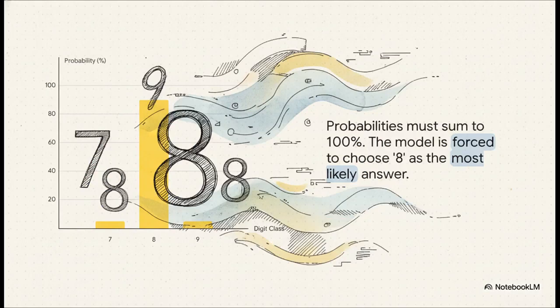Let's make this real. Imagine we're classifying that handwritten digit. A softmax function might look at the evidence and say, okay, there's a 90% chance this is an 8, a 5% chance it's a 9, and a 5% chance it's a 7. Notice how they all add up perfectly to 100%? To be really sure about 8, it has to lower the probability for everything else.